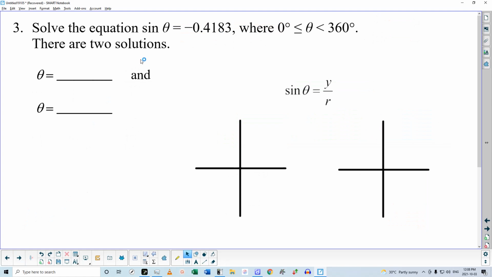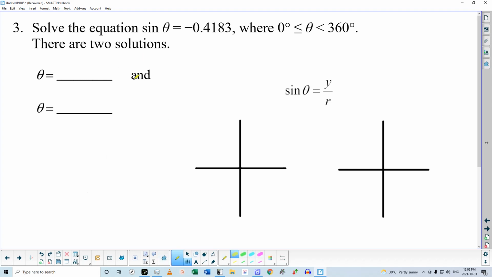All right, and that leaves question 3. In question 3, you were given a statement that a trigonometric ratio had a certain value. In this case, in the example I'm showing you, sine of theta is equal to negative 0.4183. You're told that theta has to be an angle between 0 and 360 degrees, and it could be equal to 0 degrees, although it's not going to be. You're also told that there are 2 solutions.